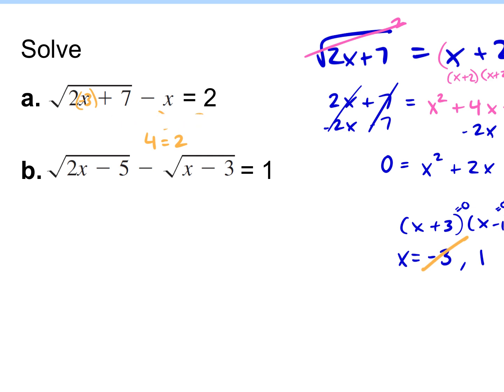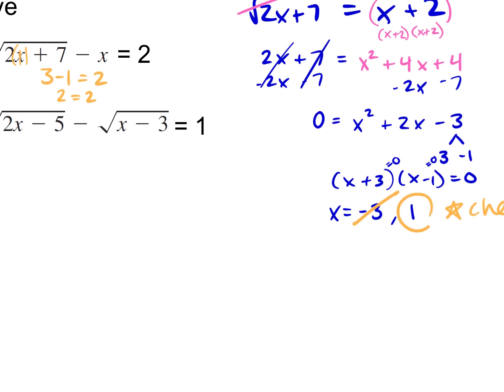Let's check 1 also. 2 times 1 would be 2, plus 7 is 9. What's the square root of 9? 3. And 3 minus 1 is 2. Does 2 equal 2? Yep, so 1 would be our answer.